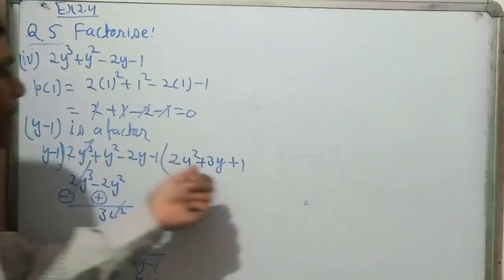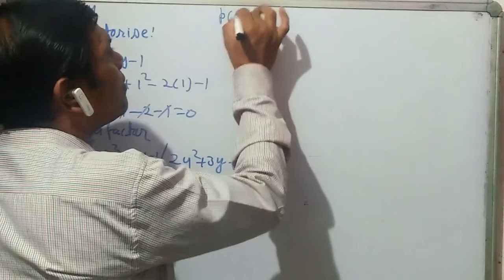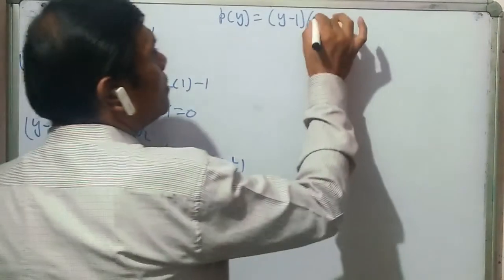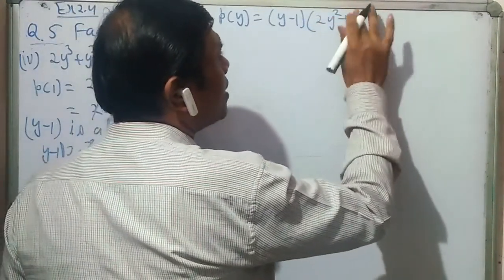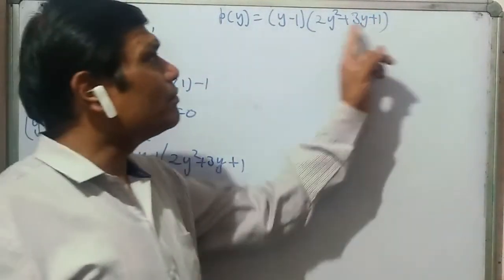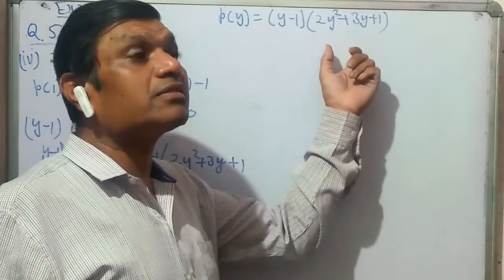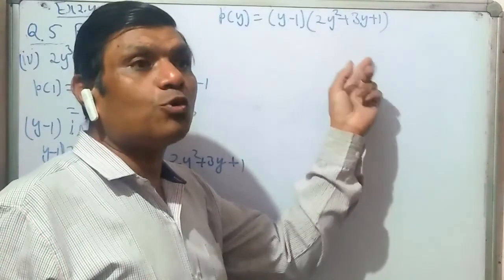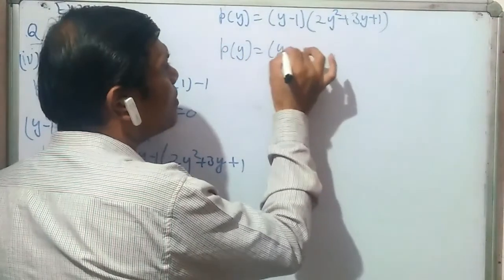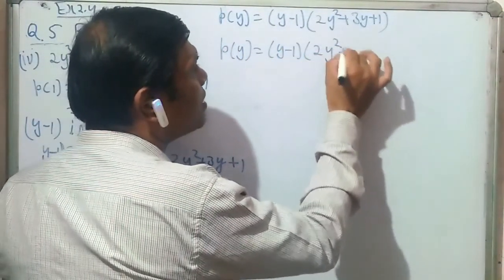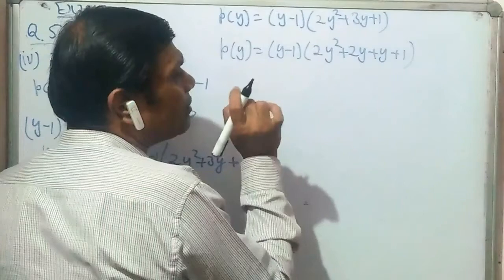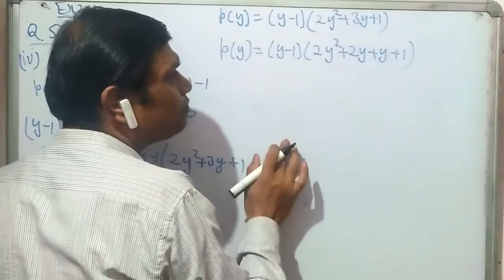Now we have to factorize. What is p(y)? p(y) is y minus 1 into 2y square plus 3y plus 1. Now this time both of them are positive, the product is 2 and the sum is 3. We can take this 3 as 2 plus 1. So what we are getting is p(y) as y minus 1 into 2y square plus 2y plus y plus 1. 2y plus y, 3y. I have split it. Right?